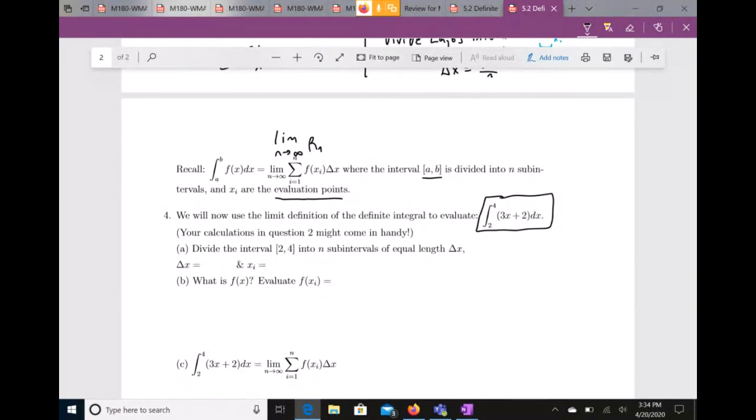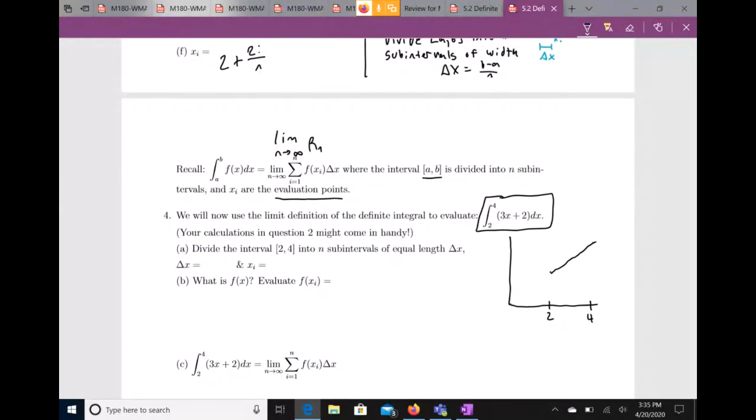let's look at what we're doing here a bit. So 3x plus 2 is just a straight line. If I plug 2 into it, I get 8. If I plug 4 into it, I get 14. We're trying to measure the area under the curve. We're going to do that by picking out these evaluation points. You basically pick a number n to decide how many rectangles you use, and then that'll give you these evaluation points, x sub i.